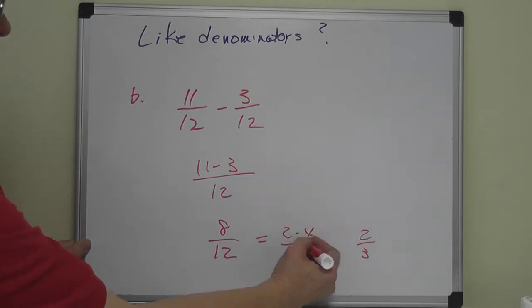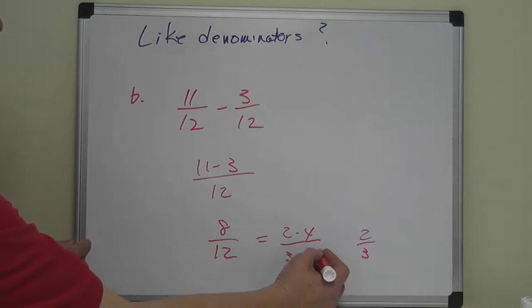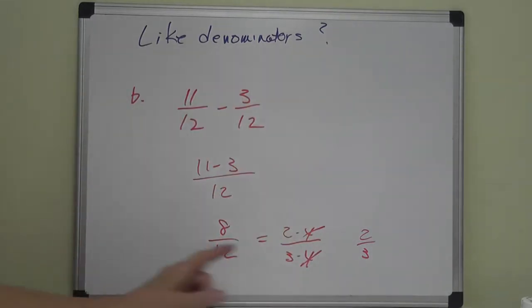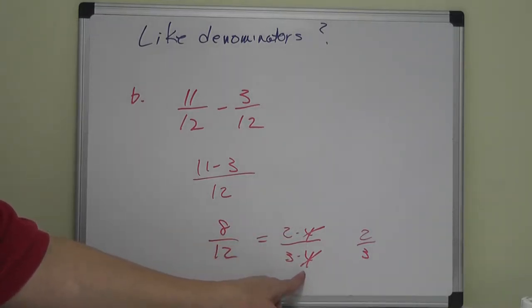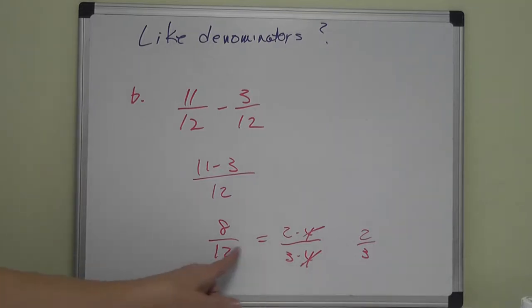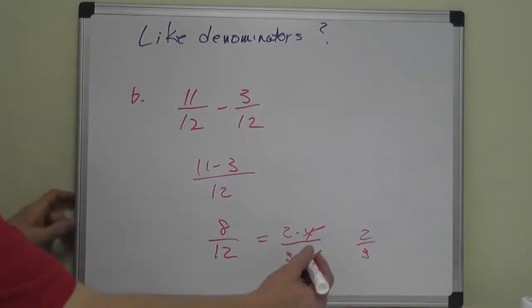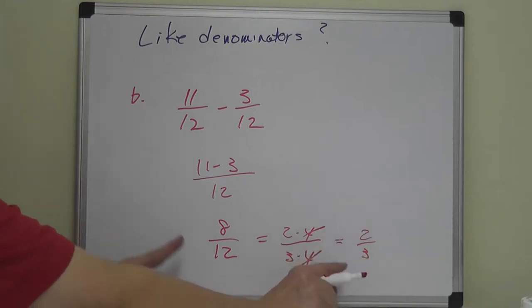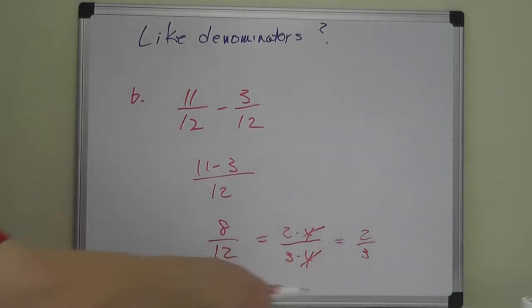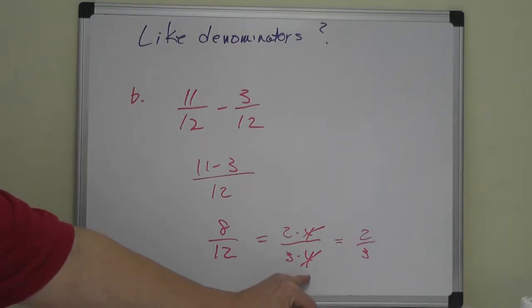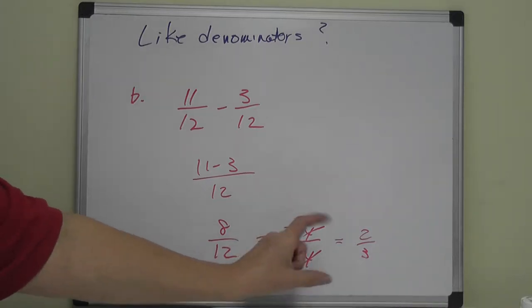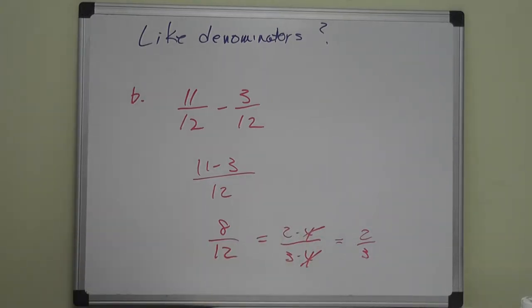2 times 4 is 8. 3 times 4 is 12. And you have been able to cancel that common factor of 4. 4 divided by 4 is equal to 1. When you multiply or divide by 1, you're not changing the value. So even though 2/3 and 8/12 look different from one another, they have the same value because you have simply reduced by an expression that is equivalent to 1.